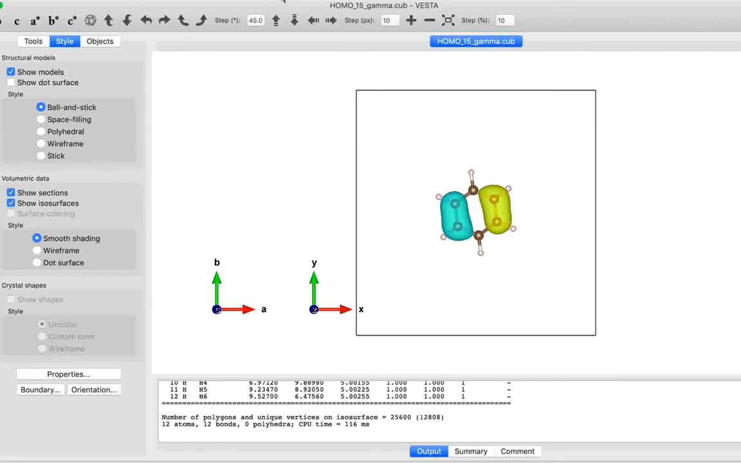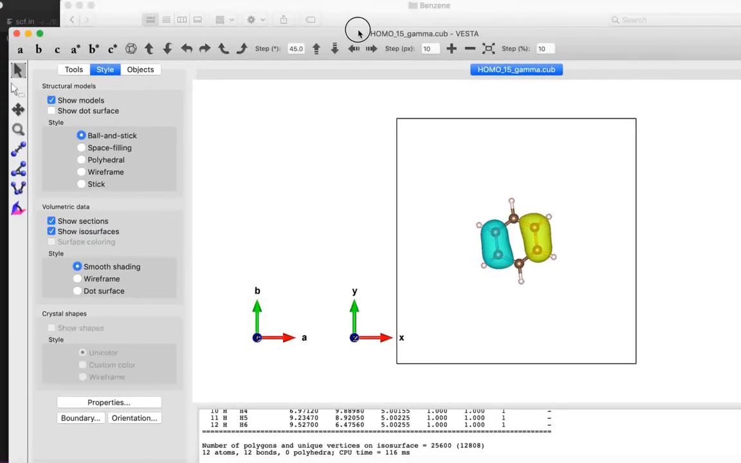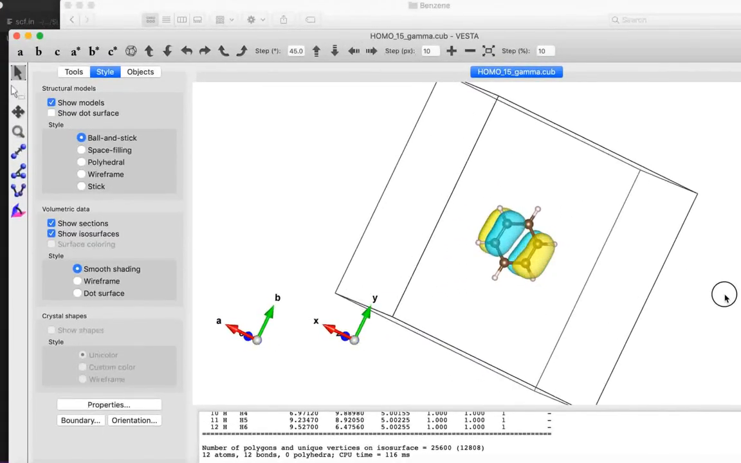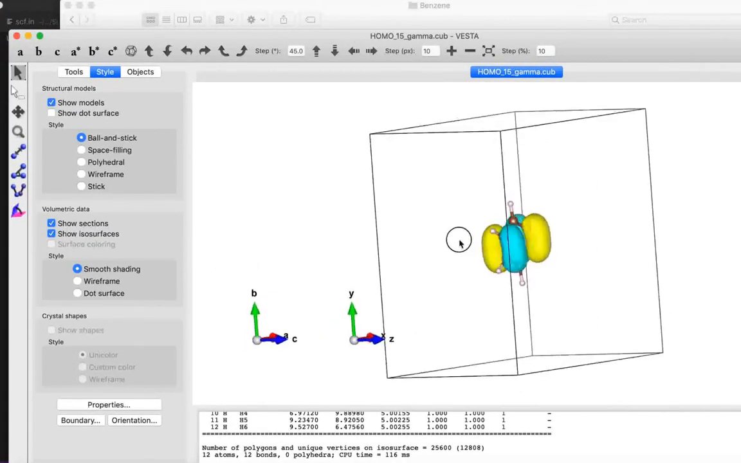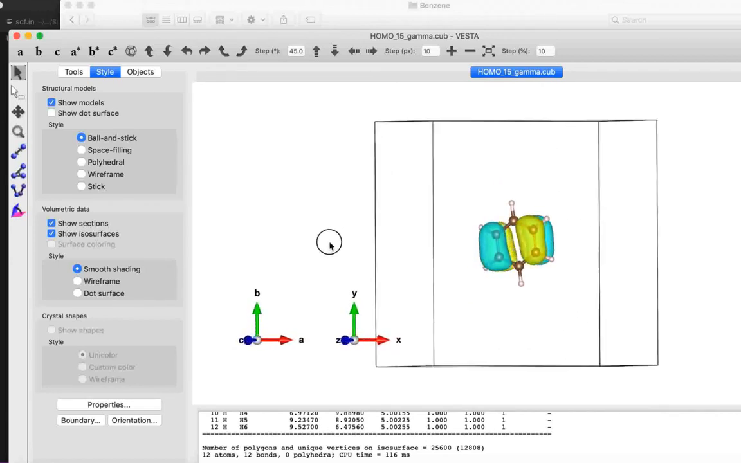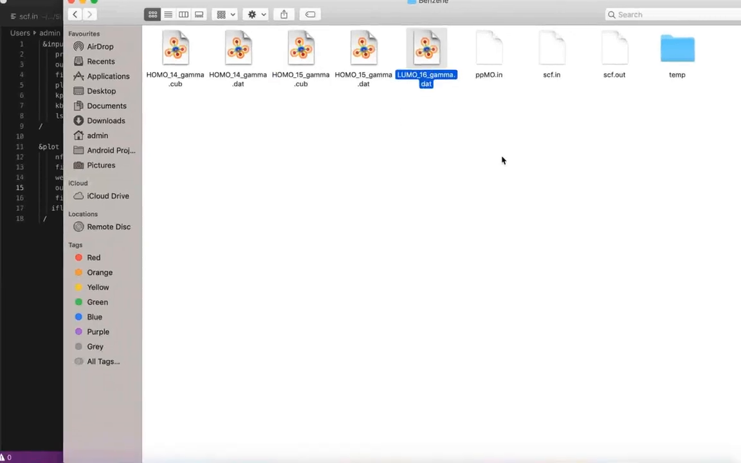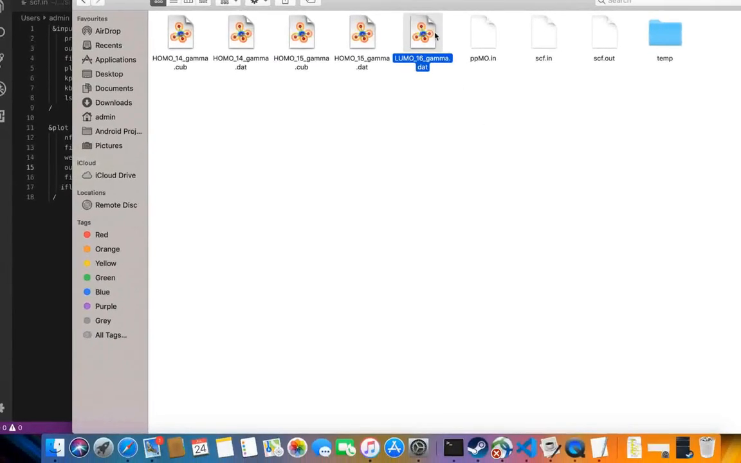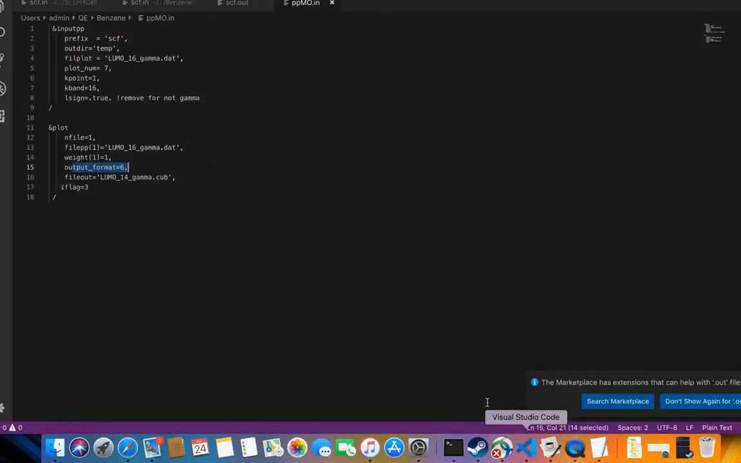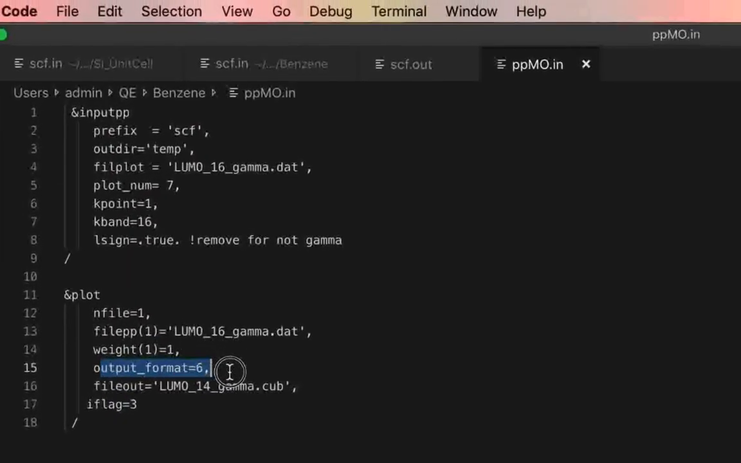As you can see here, I just double clicked on the .cube file that I had generated from a previous run, and it plots the molecular orbital very nicely for benzene. So we'll close that for the moment. I'll also go ahead and delete this 16 file so that you can see this calculation happening. Okay, coming back to the file, output format 6 is for .cube.